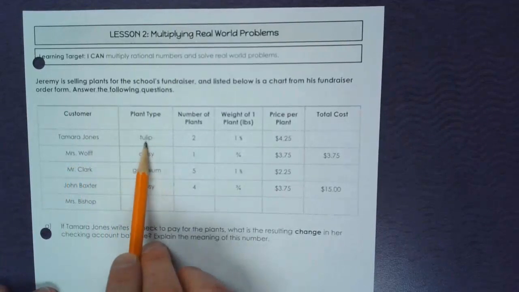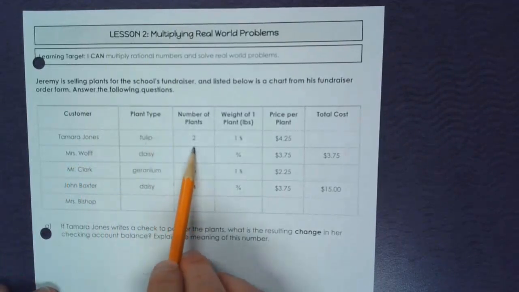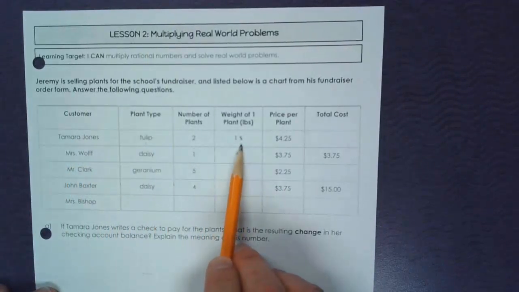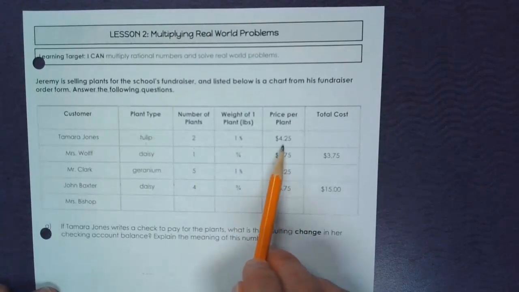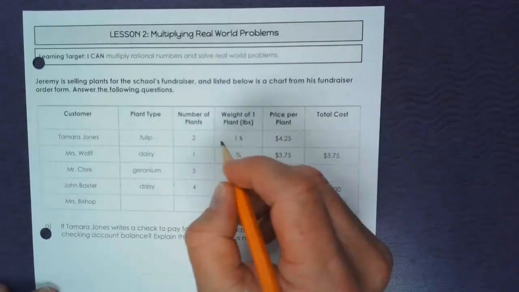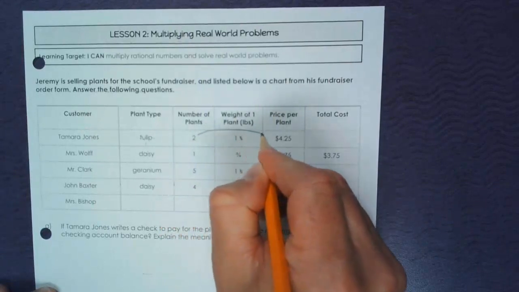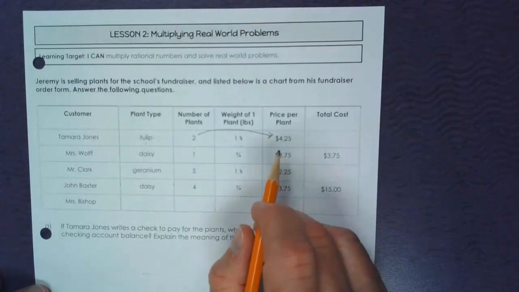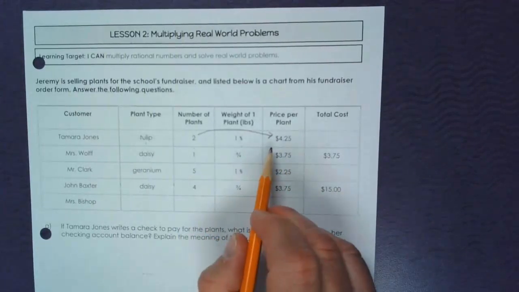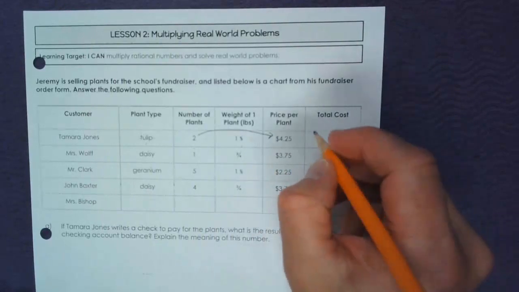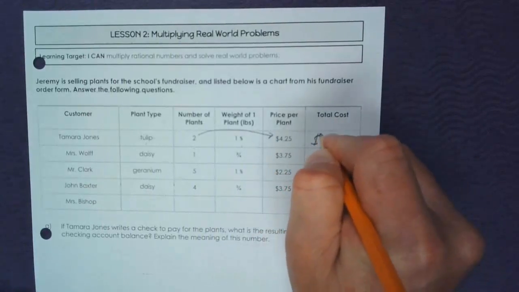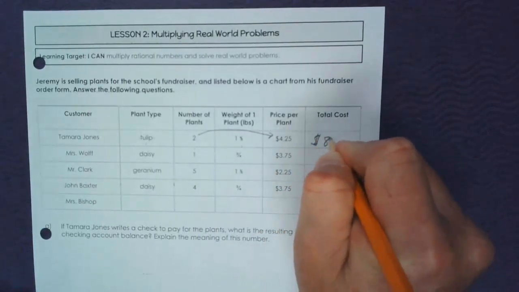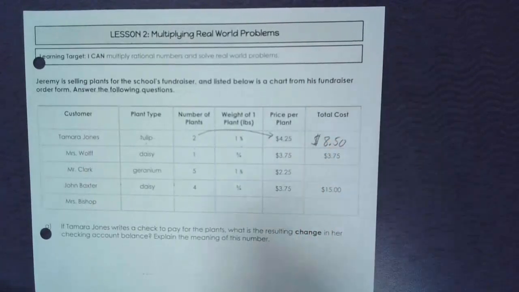Tamara Jones, the plant is a tulip. She's buying 2. The weight is 1 4/5. Price per plant, so the total cost. So the total cost is going to deal with those two numbers. Now we could add those together, or we could multiply those two. So I'm going to choose to multiply them in the Desmos calculator. And her total cost is $8.50.